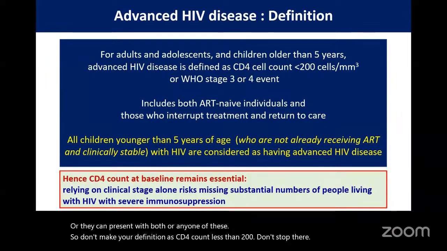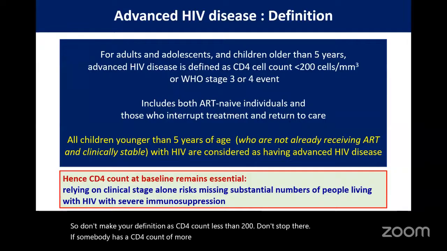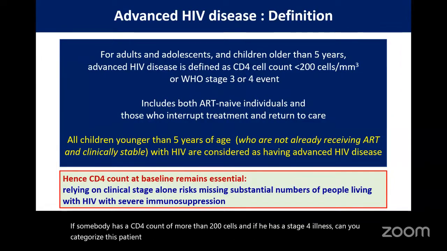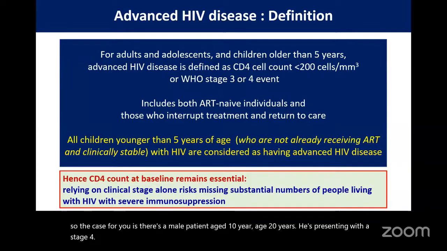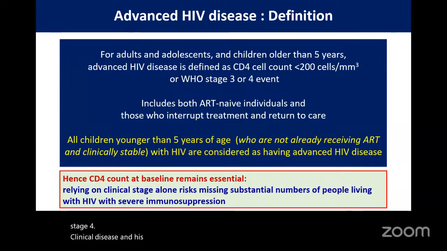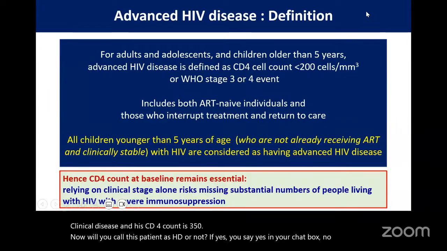If somebody has a CD4 count of more than 200 cells, and if he has a stage 4 illness, can you categorize this patient as advanced HIV disease? If it is yes, you say yes in your chat box. If no, no. So the case for you is there's a male patient, age 20 years. He's presenting with a stage 4 clinical disease, and his CD4 count is 350. Now, will you call this patient as AHD or not? If yes, you say yes in your chat box, no, no in the chat box.